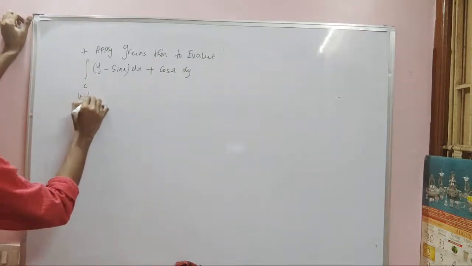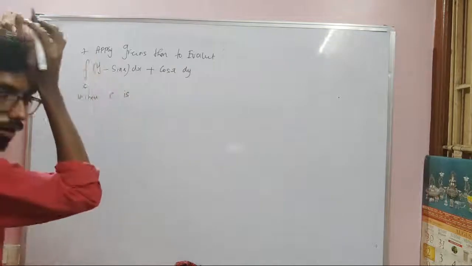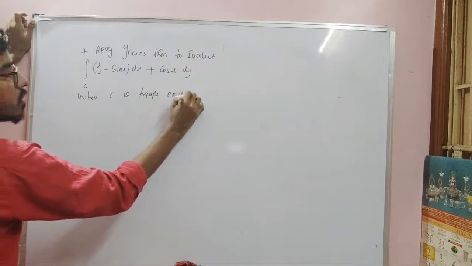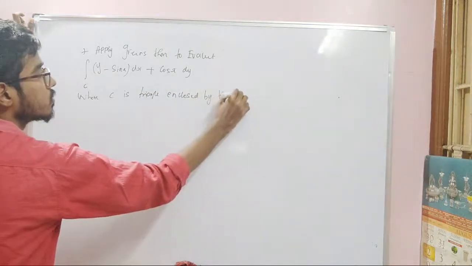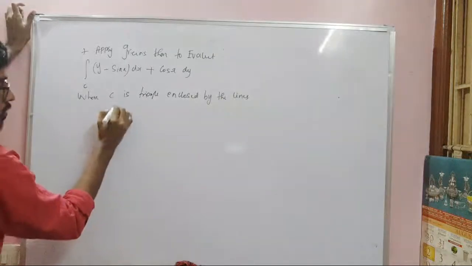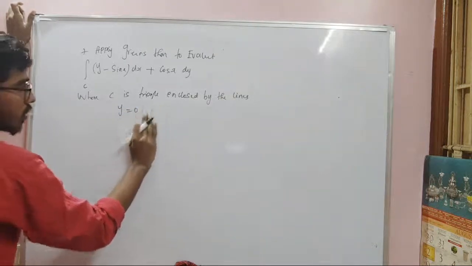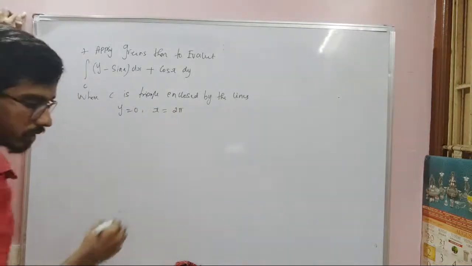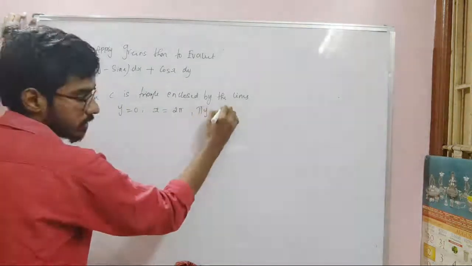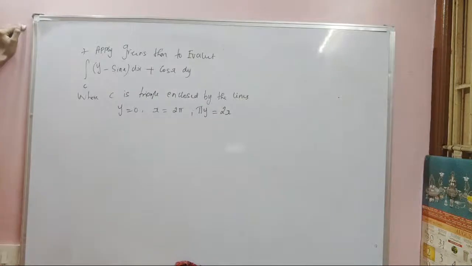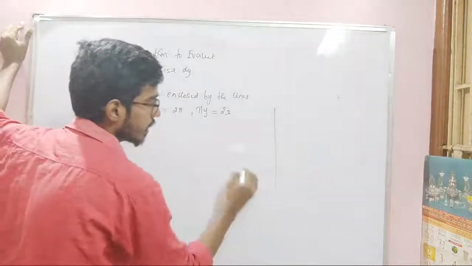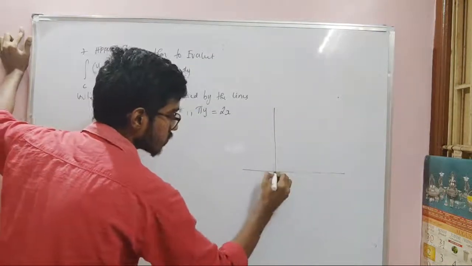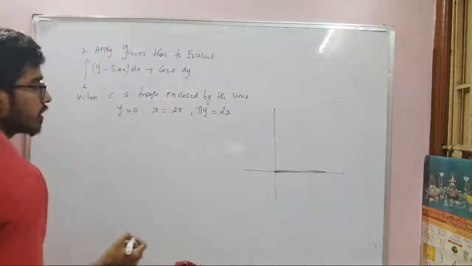where C is the triangle enclosed by the lines y is equal to 0, x is equal to 2 pi, and pi y is equal to 2x. Now this is a triangle, right? So therefore we have y is 0, this is our y, sorry. So this is y is 0, x is 2 pi.